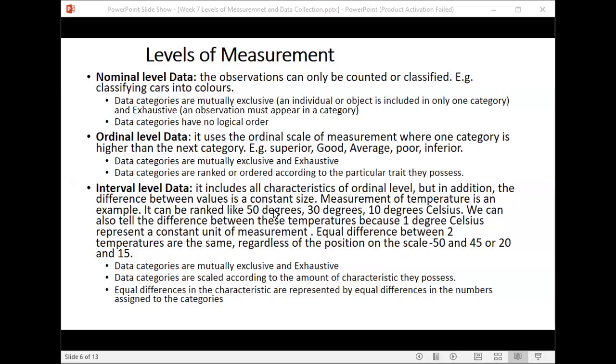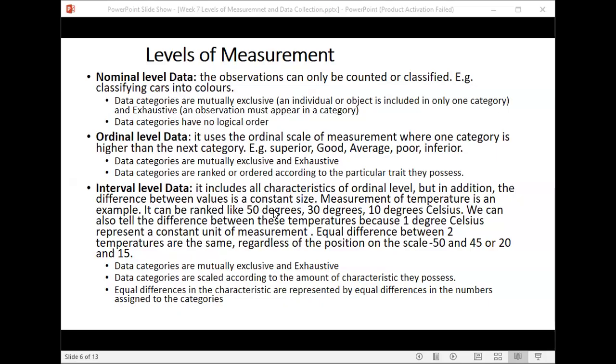Yeah. Okay, so with the interval level data, an example is, say, measurement of temperature. Now we can rank it, right? We can rank 50 degrees as very hot. We can rank 30 degrees as hot. We can rank 10 degrees as okay, right? So we can rank these degrees based on the numbers that are ascribed to them. So 50 degrees is obviously hotter than 30 degrees and then 10 degrees. So it can be ranked, and it obviously qualifies for the second level, which was the ordinal.